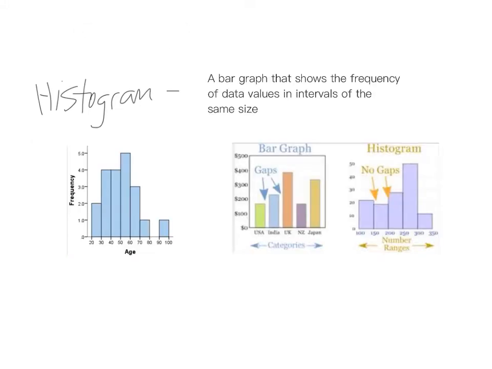Alright, so what's a histogram? Well, a histogram is kind of like a bar graph, but it has some nuances. We can call it a bar graph that shows the frequency of data values in intervals of the same size, okay? So let's look at this one here.